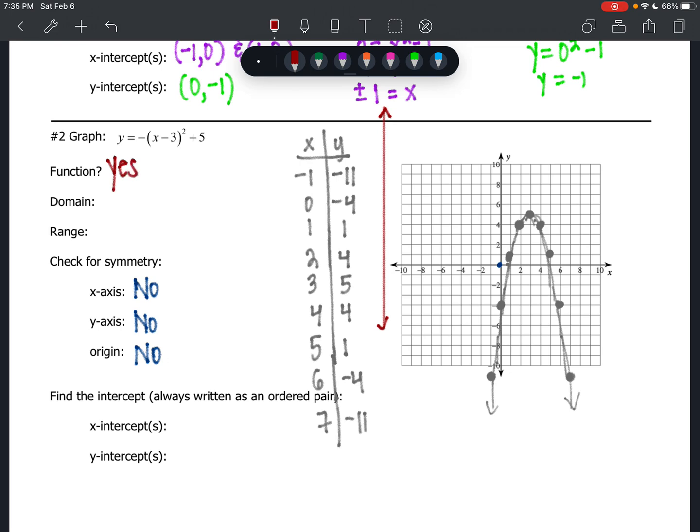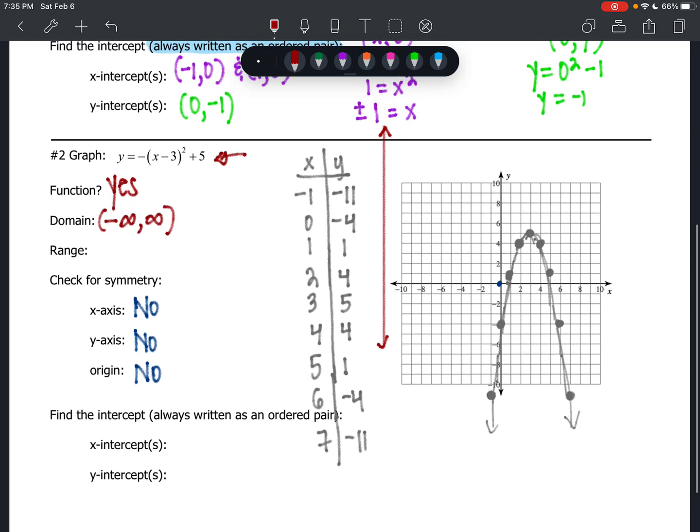And the domain, we can look right here. No denominator, no radical, no problem. So our domain is all real numbers. And the range this time going from least to greatest. You always go least to greatest. So the least is negative infinity. And the greatest value it will be is a 5. So negative infinity to 5. And it includes 5 as an output, therefore 5 is a closed interval.